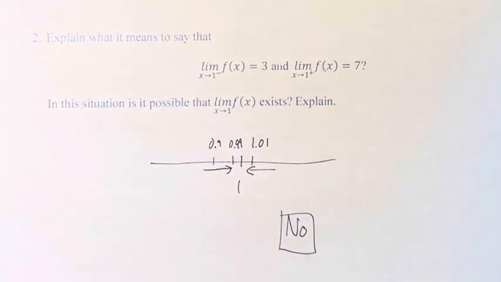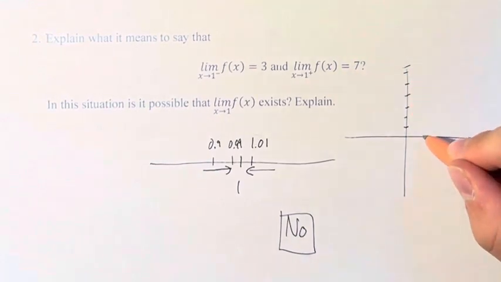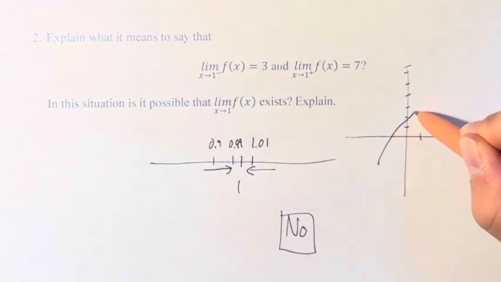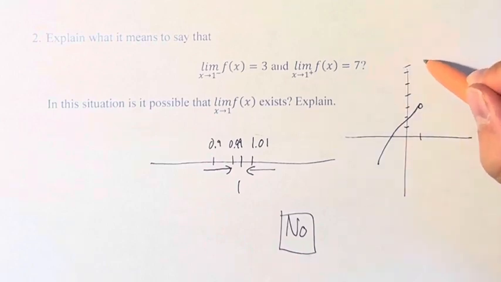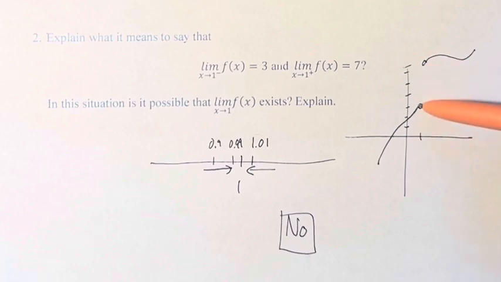If you want a visual representation of this, 1, 2, 3, 4, 5, 6, 7. As we come from the left, our function approaches 3. As we come from the right, our function approaches 7. And there's no limit as to where they approach at this value in total because they're coming to different points.